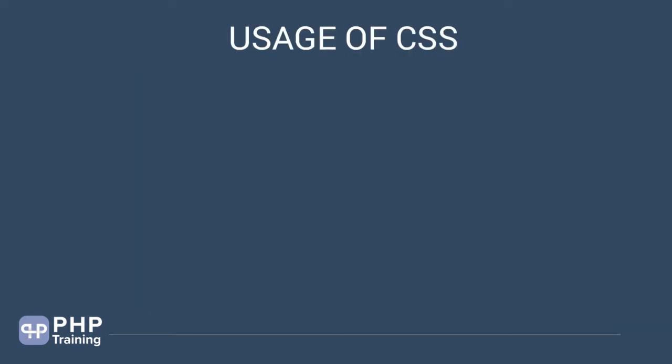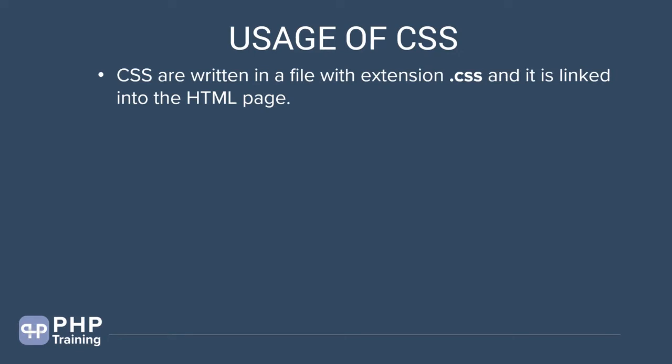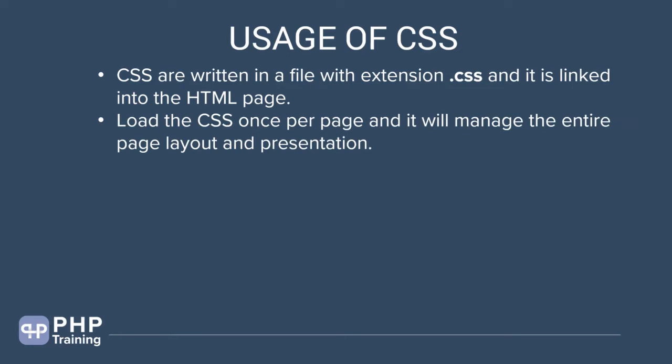Okay, so let's look at some of the usages of CSS. CSS is written in a file with extension .css and it is linked into the HTML pages. In the next lecture, we'll understand how many types of CSS you can link into your HTML. One of the ways is to write into a .css file and then include it into an HTML page. The other way is also possible, but this is one of the ways. You can load the CSS once per page and it will manage the entire page layout and the presentation. So you don't have to write multiple CSS. Well, it's up to your choice, but you can still have one file, with all the CSS dumped into it, and then that CSS can control the whole website.